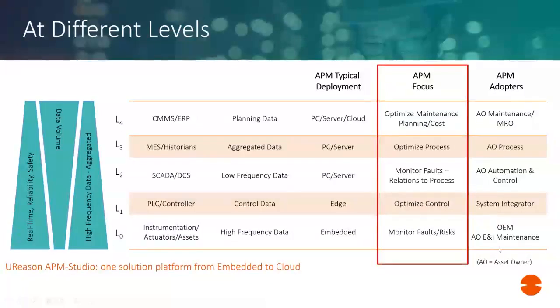But we also work at level 1 and level 2 in the automation pyramid, where APM Studio is used to monitor faults in relationship to a process. And when our software is deployed at level 4, APM is typically used for optimizing the maintenance cost and the planning associated to an asset base, supporting a process, of course.